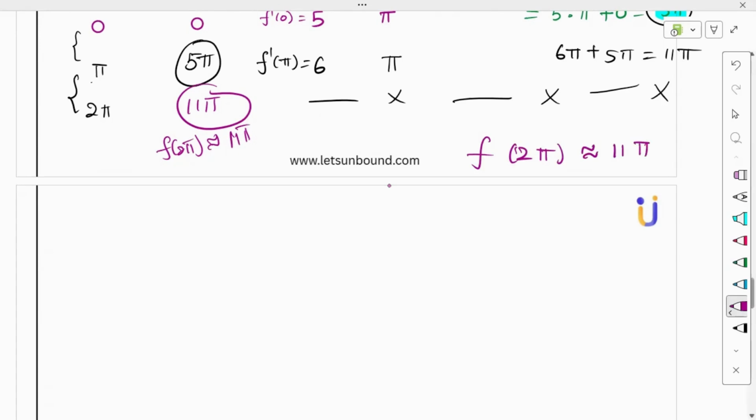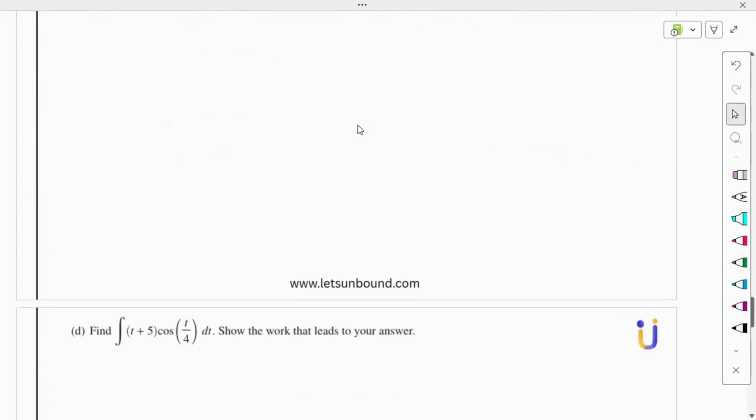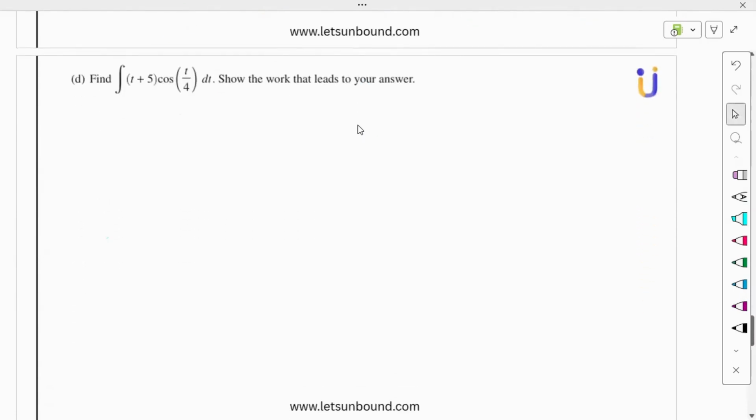That's simple. That is part C. Moving to part D. Find the integral of t plus 5 times cos t by 4 dt. Show the work that leads to an answer. We need to integrate this. Of course, it's not an easy straight formula method. It's a product of two different functions. So let's use the DI method, integrating by parts. I'm sure this method will be very helpful, and yes, it works for every integration by parts problem.